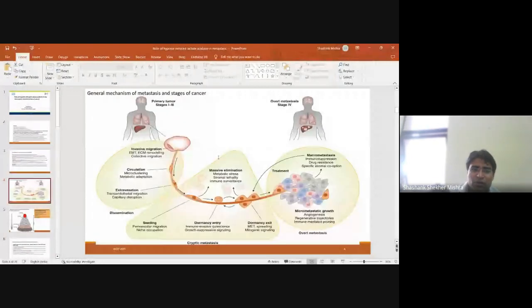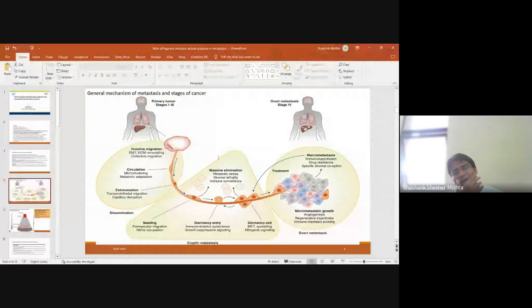Now, what is metastasis? Metastasis generally is the process of movement of cancer cells, detachment from the site of origin, and then circulation in the body, dissemination to different parts of the body, and then invasiveness into the target tissues, target organs. Like they can metastasize to bones, brain, liver, and other parts of the body.